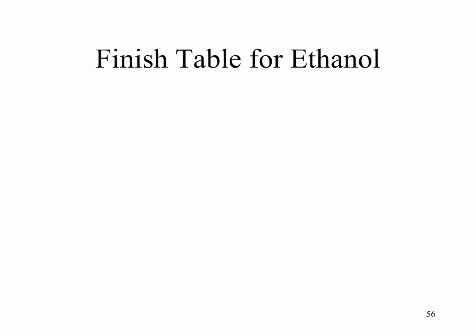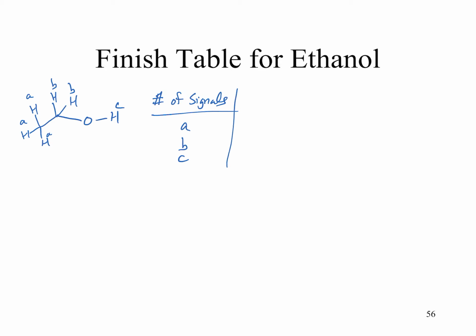All right, so let's finish off for ethanol here. So when we did ethanol, we said that we had 3 signals. Right, we said we had 3 signals here. So this is HA, HB, and HC. So we had a table here. We had number of signals. We said A, B, and C. And then we had integration. And we said that it was 3, 2, 1. And we can add a new one for splitting.